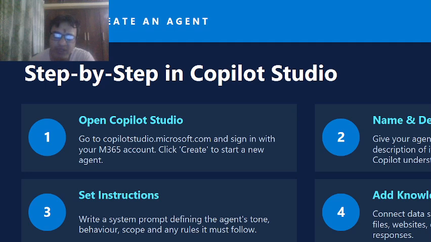Now the third step is that you need to give the instruction. After defining the role, you have to give the instruction to the agent. So write a system prompt. You need to write some system prompts defining the agent's tone, how the agent will behave, and which tone it will behave in.